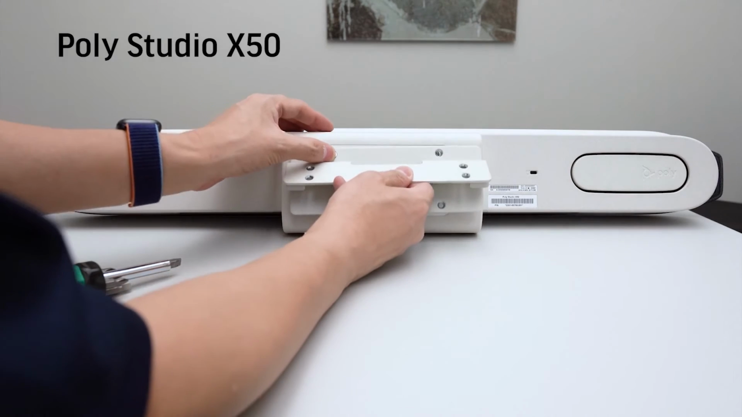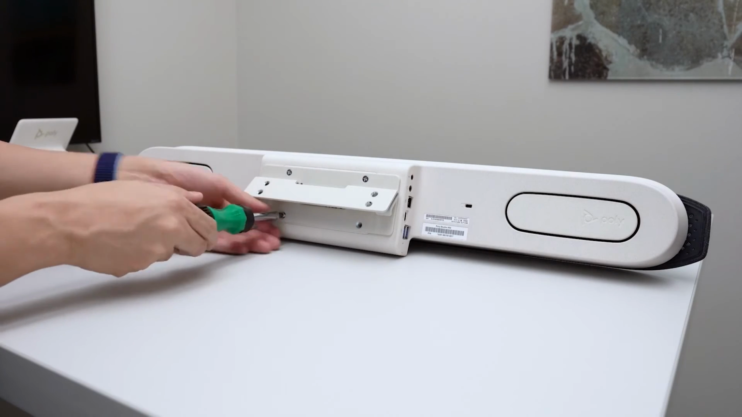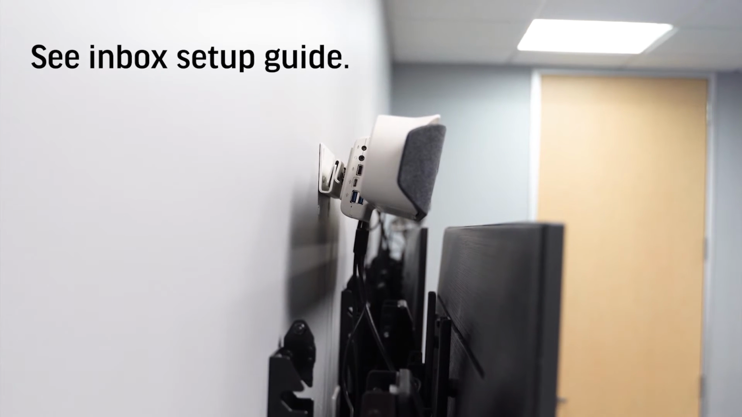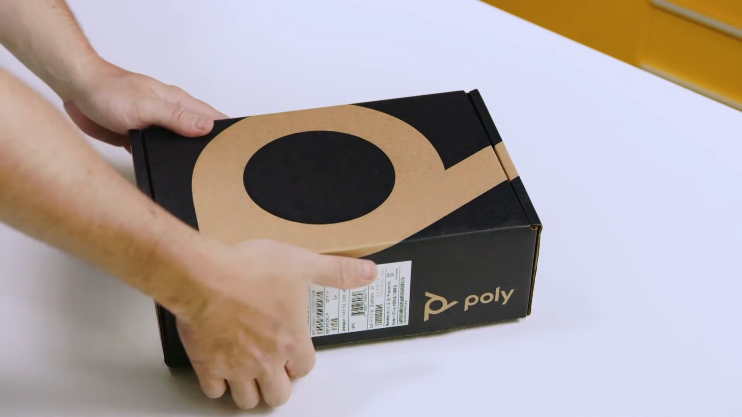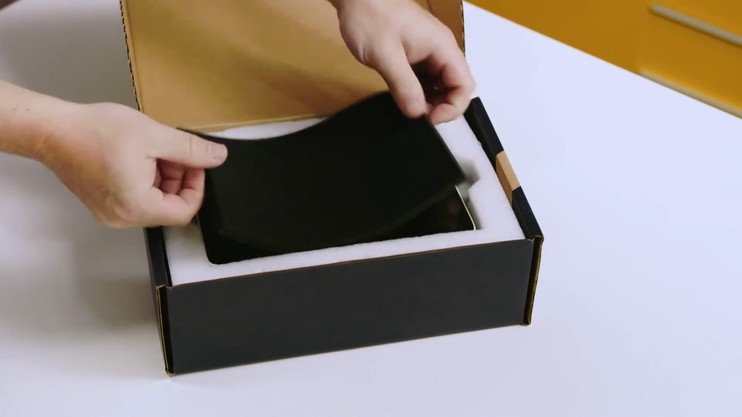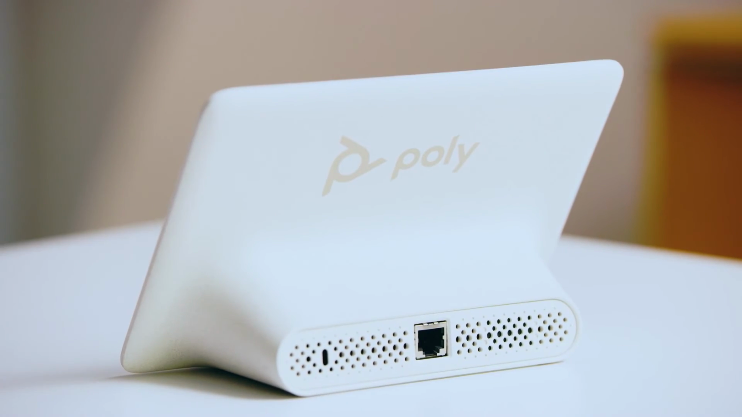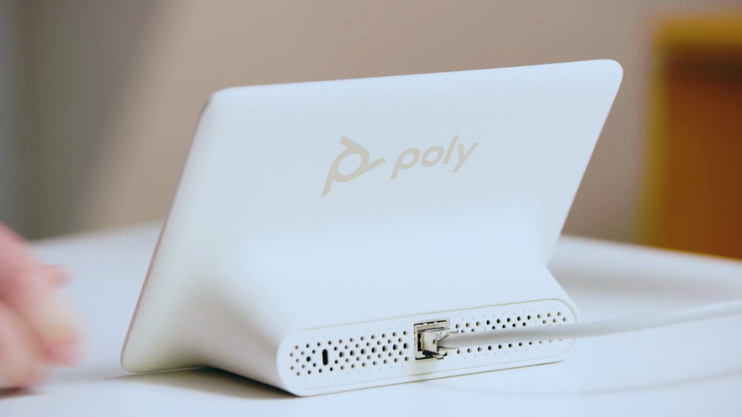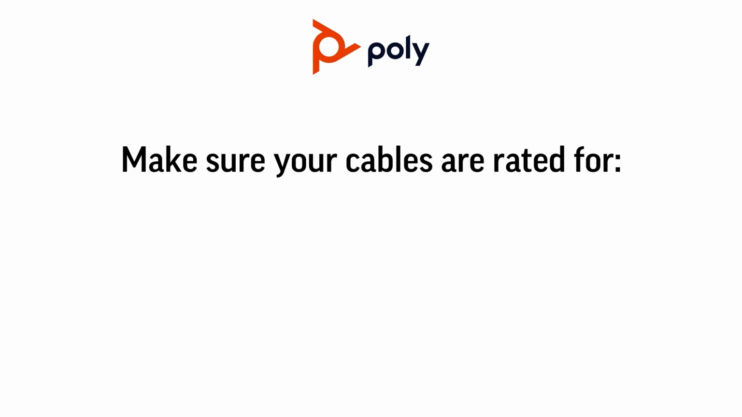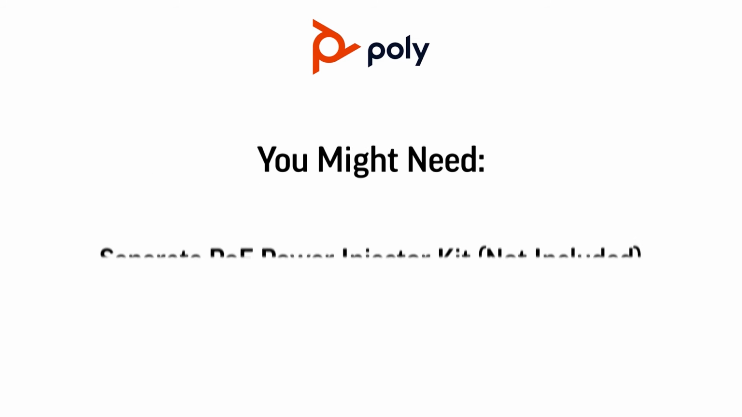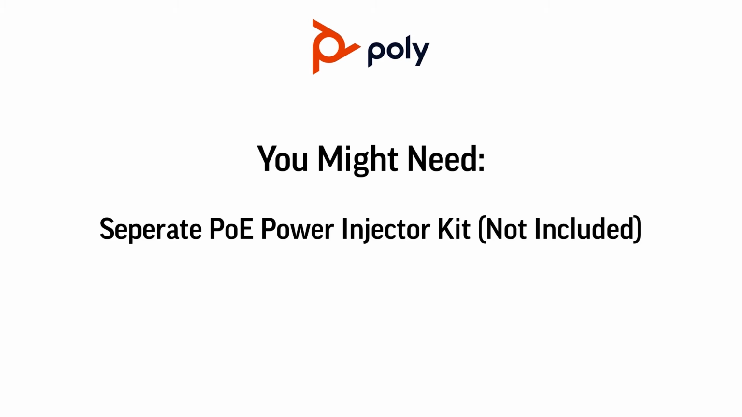If you have a Studio X50, setup is similar but with a wall mount included instead of the monitor clamp. See the inbox setup guide for more details. Now take the TC8 touch controller from its box. It will also need an Ethernet connection to your network, and it needs to be Power over Ethernet, or PoE, enabled. If you don't have a PoE enabled network port, you'll need to use a separate power injector kit, which is not included.